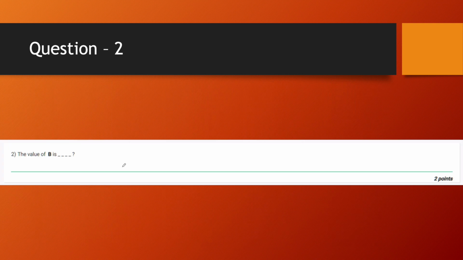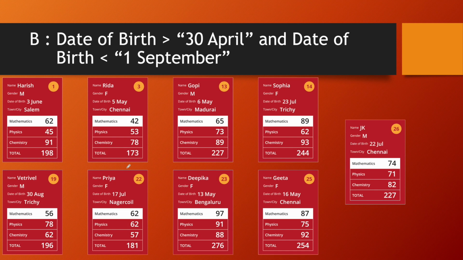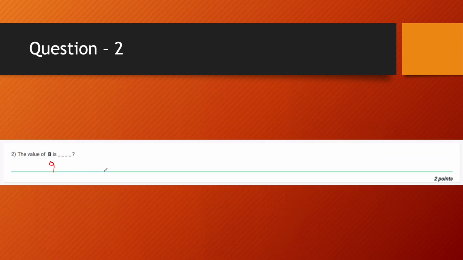For question number 2, it asks what will be the value of B? That's an easy question, because again, I have sorted the data set, and as you can see here, there are 9 cards, which means there are 9 people whose birthday falls between 30th April and 1st September. The extremities are not included, so actually this falls between the 1st of May and the 31st of August. These are the people whose birthday falls in that range, and there are a total of 9 people. So that's your answer for the second question. You just input the value of 9 here.